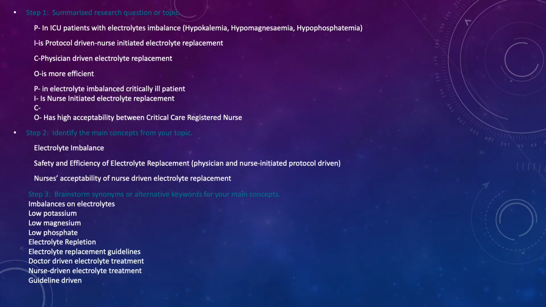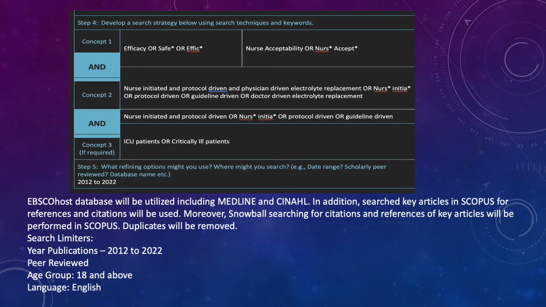The following are the main concepts of my topic, and I have considered these following synonyms in my literature research. These are the search techniques and keywords that I will be utilizing. EBSCO's database will be utilized, including Medline and CINAHL. In addition, searching key articles in Scopus for references and citations will be used. Moreover, snowball searching for citations and references of key articles will be performed in Scopus.